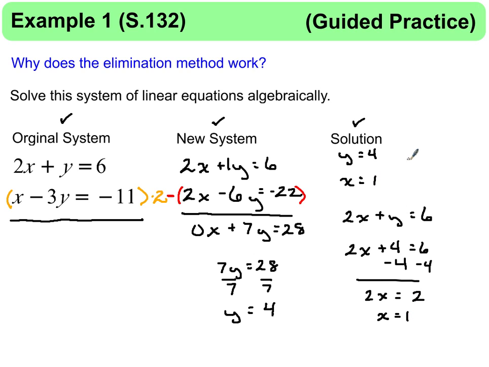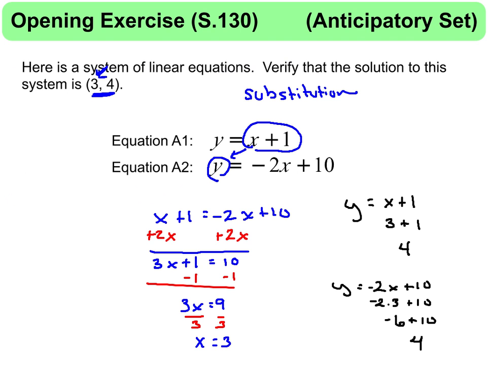So here is my solution written as an ordered pair. I would have 1, 4. And this is using the elimination method. First, if we go back and compare to the substitution method, where we place one equation into the other equation to solve that.